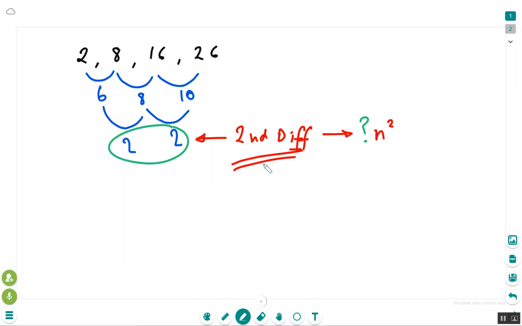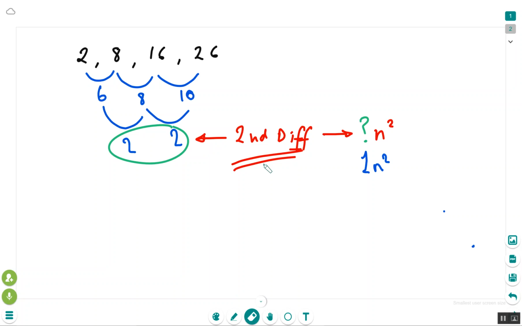Do you know what to do? Would it just be 2n squared? Well, that's a really good try. It's not quite right. What the rule is, you take half of it. So, would you like to fill in what the n squared term is? Would it be 1n squared? Brilliant. So, do you think that's the final answer, though?